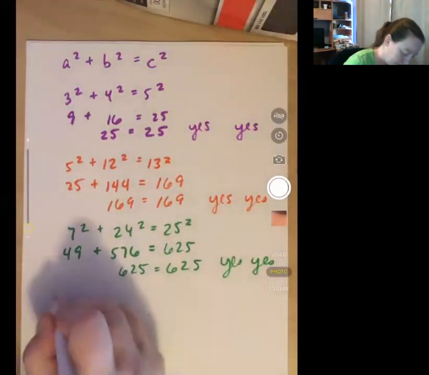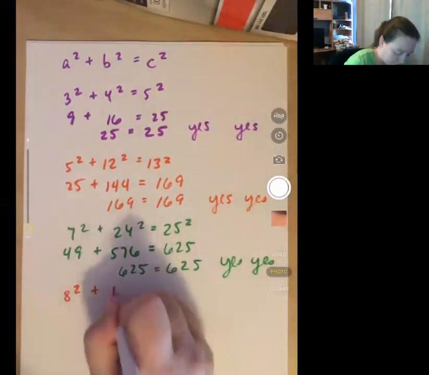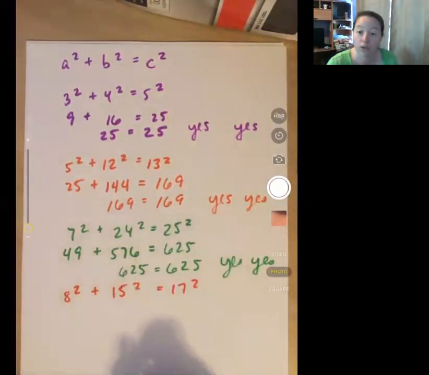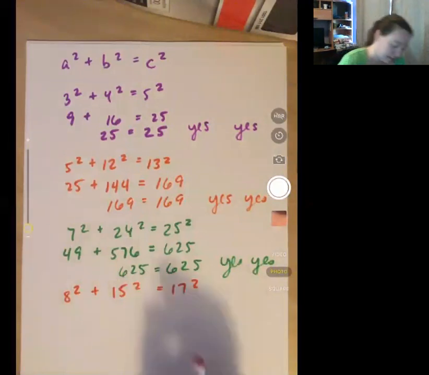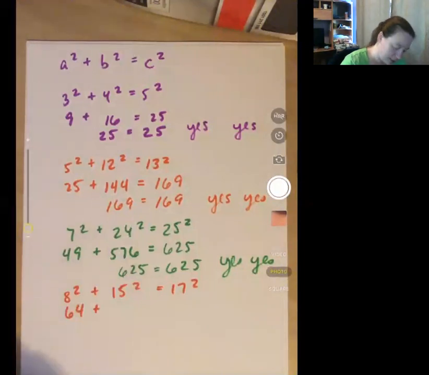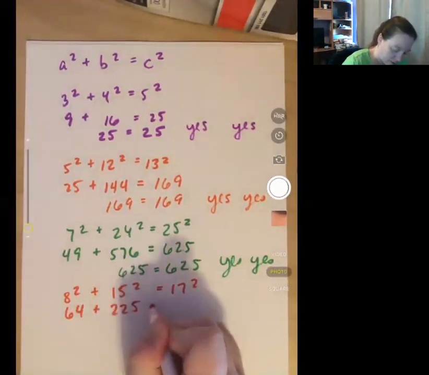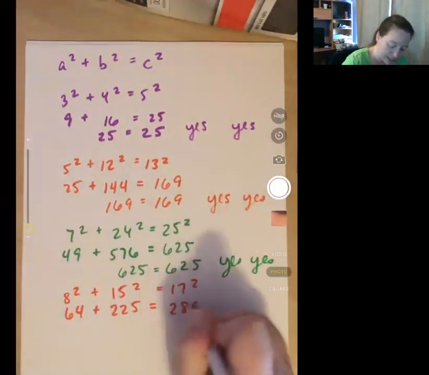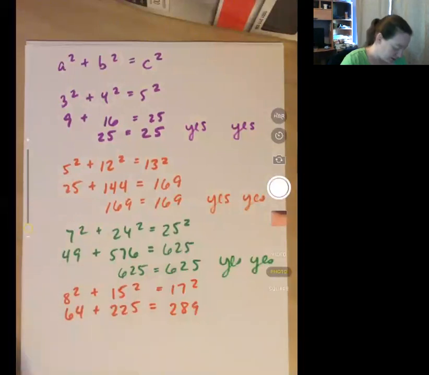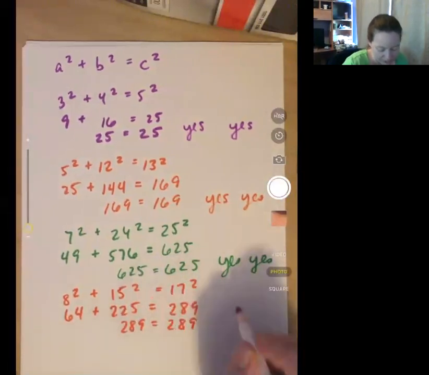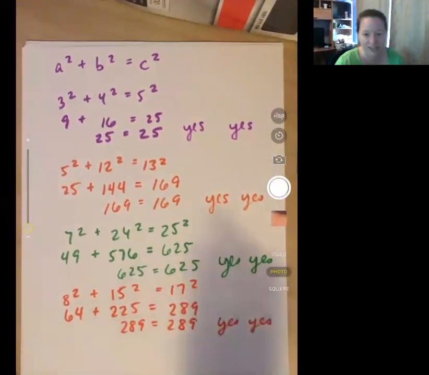Next one, 8 squared plus 15 squared equals 17 squared. 8 squared we know. 8 times 8 is 64. Plus 15 squared, which is 225, is equal to 17 squared, which is 289. 64 plus 225 is equal to 289, which is equal to 289. So yes and yes.